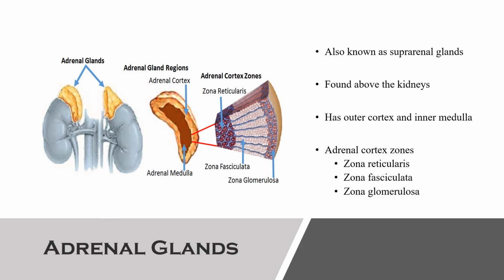Next is the adrenal glands. These are also known as your suprarenal glands because they are on top of your kidneys. Like your kidneys, the adrenal glands have an outer cortex and an inner medulla. The cortical zones of the adrenal gland are the zona reticularis, the zona fasciculata, and the zona glomerulosa, and you have different hormones that are being produced by the different zones.